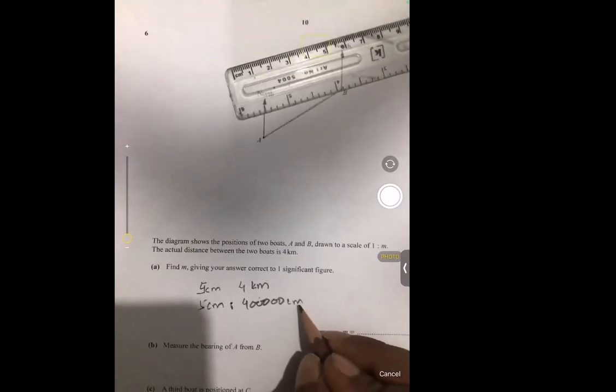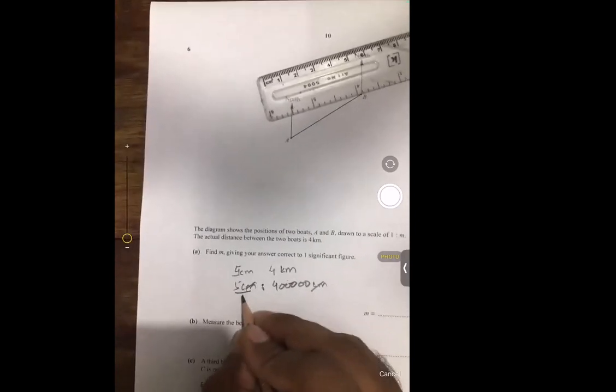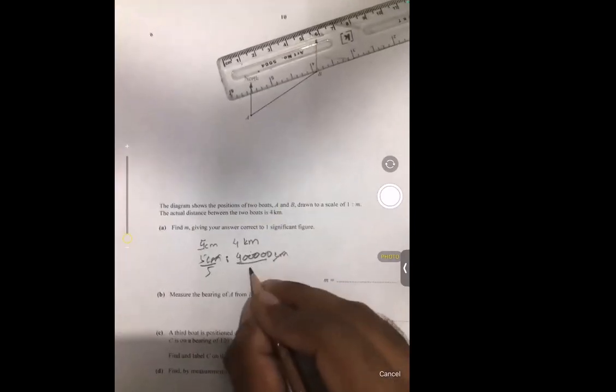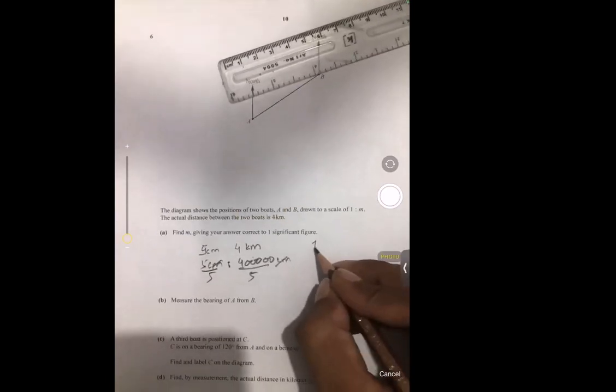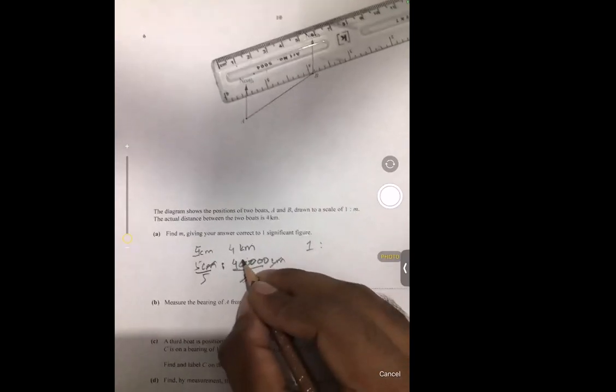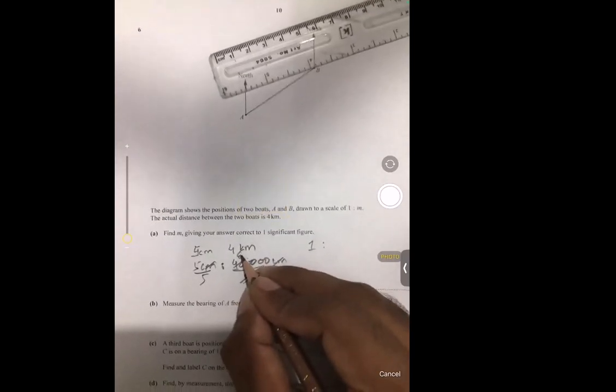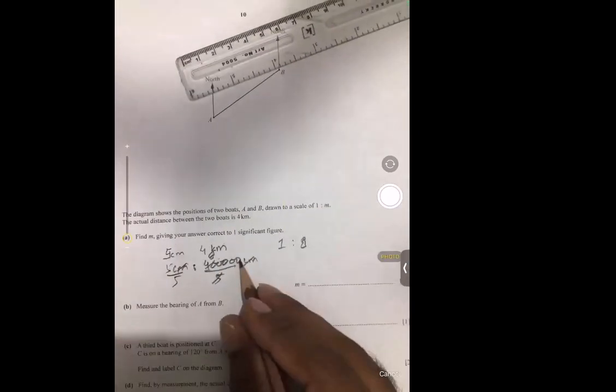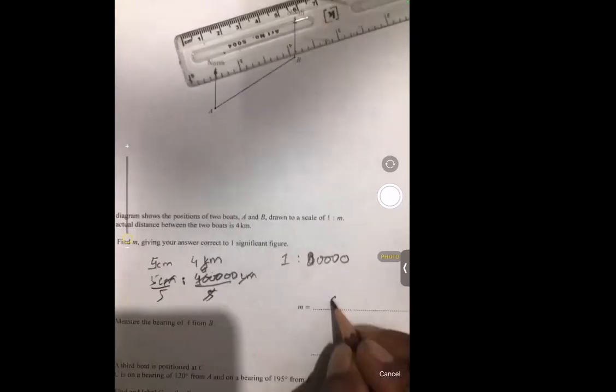I'm going to take the ratio, centimeter and centimeter cancel. I need to have 1 on the left hand side. The map value should be 1 over here. So I'm going to divide both sides by 5. When I divide by 5, the left hand side becomes 1. 5 eights are 40, so you get 8 over here. Then how many zeros? 1, 2, 3, 4. You get 4 zeros here. The value of M, 1 is to 80,000. So the value of M is going to be 80,000.